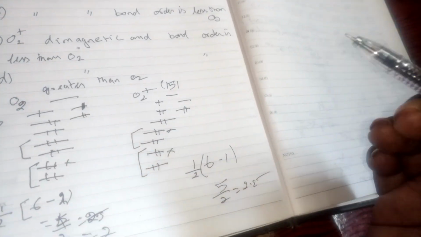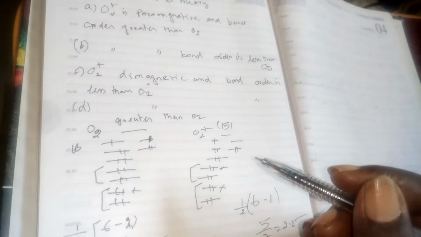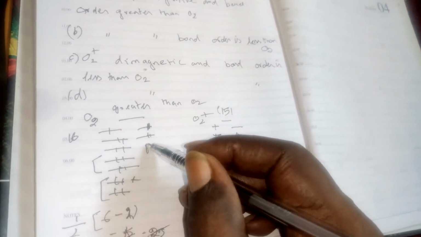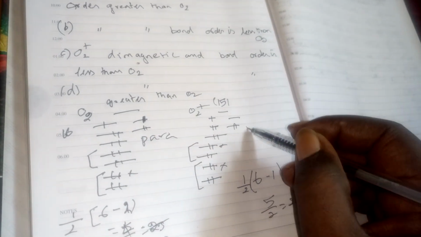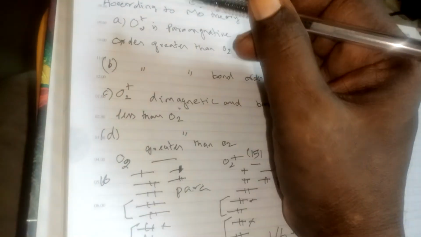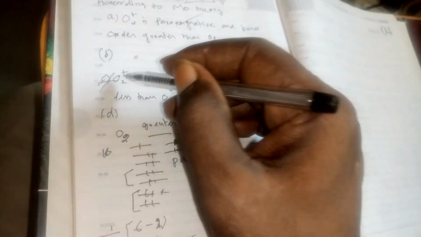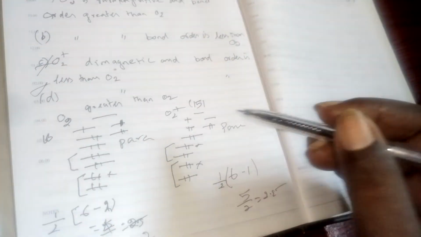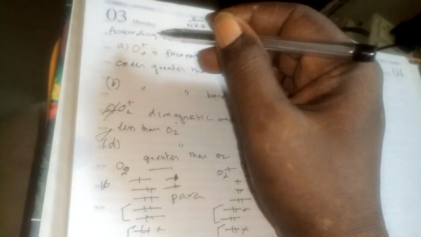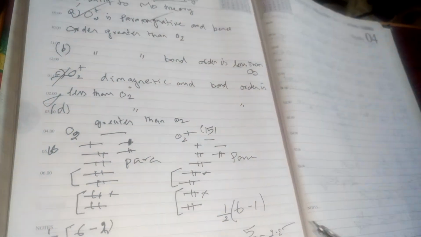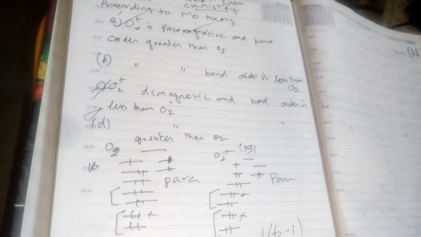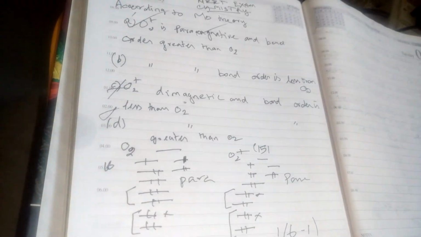From that we can see single unpaired electrons are there, so this one is also paramagnetic, this one is also paramagnetic. So the first answer is paramagnetic, not diamagnetic. Both diamagnetic options are wrong. Then O2 plus is 2.5 and O2 is 2, so O2 plus is greater than O2. Now the bond order: O2 plus is paramagnetic and the bond order is greater than O2. This is the correct answer. Okay. Thank you.